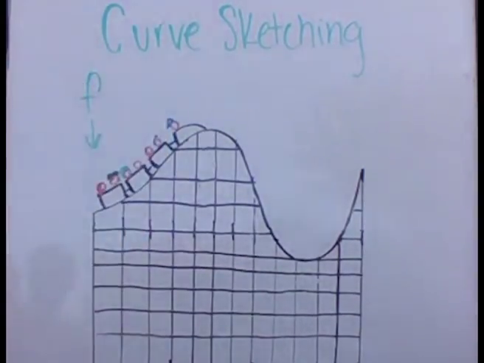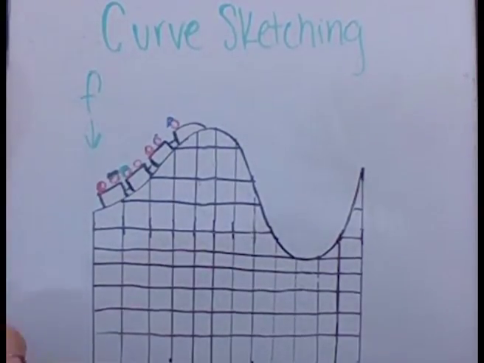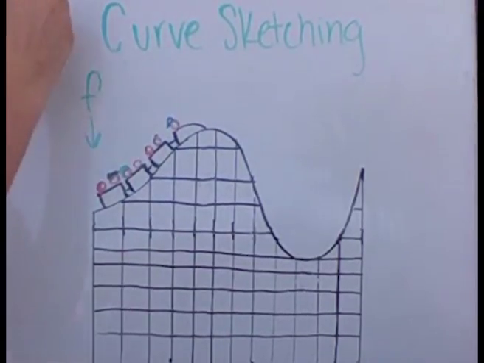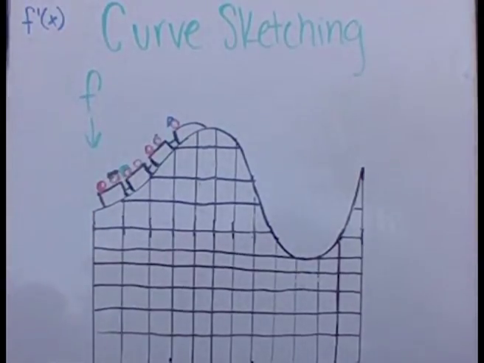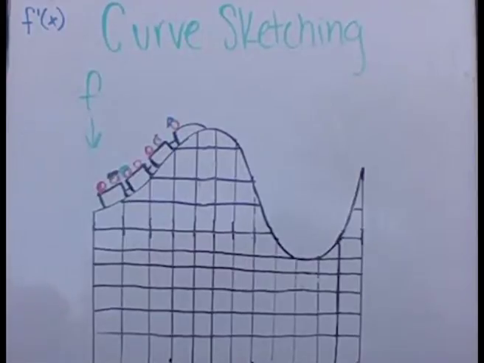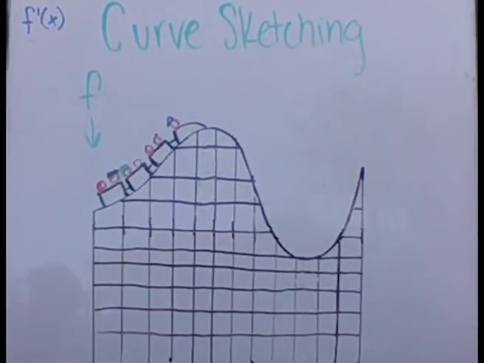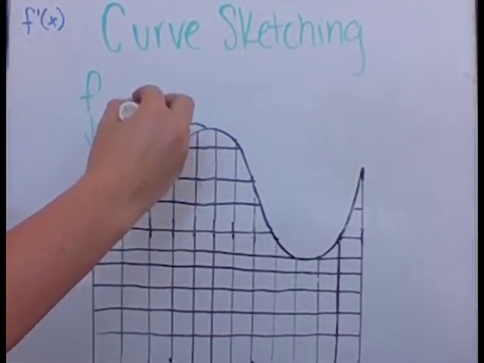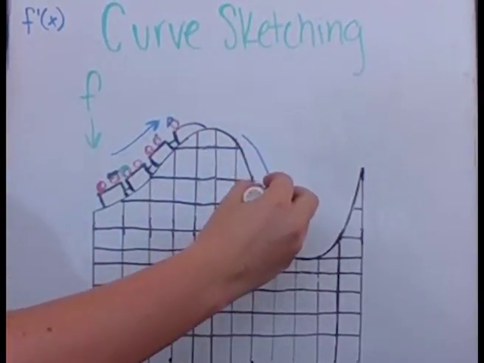In most curve sketching problems, you will be asked to make a rough sketch of f, or the coaster itself, when given other information about the roller coaster. This information can include the derivative of f of x, or f prime of x, which will give you the slope of the roller coaster at any given point on the track. It'll tell you exactly how steep the track is, a positive slope meaning that the coaster is going up, and a negative slope meaning that it is going down.